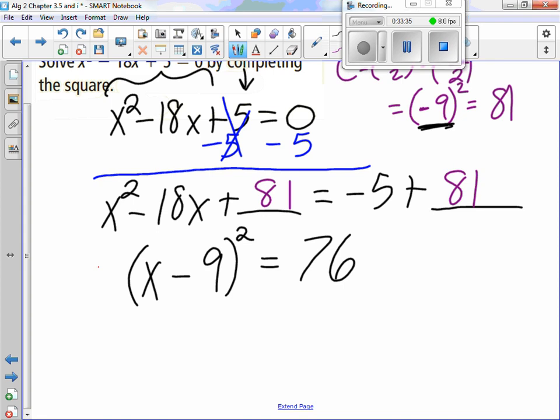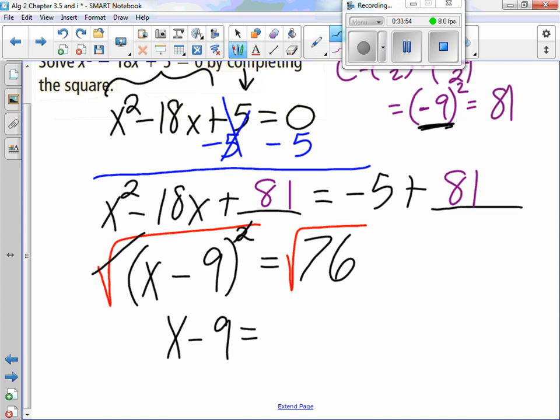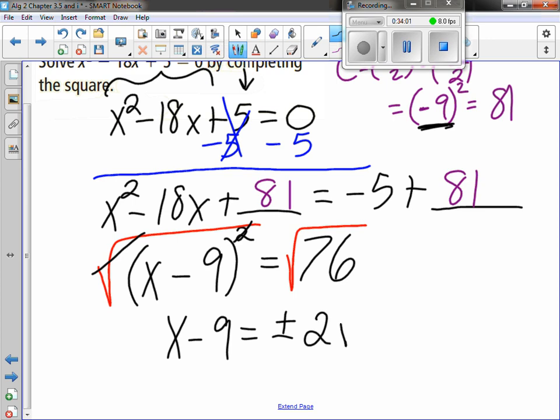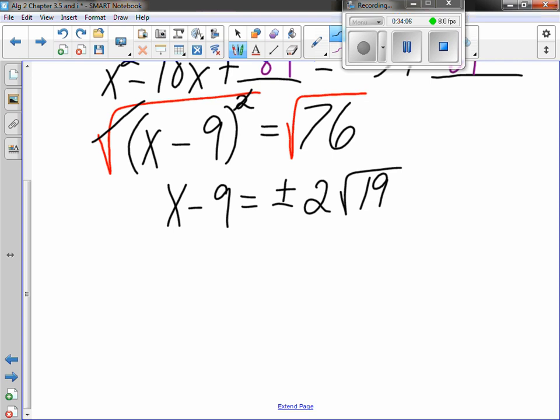And what can we do? We can square root both sides, because if we square root both sides, the square root and square will cancel, leaving us with x minus 9 equals plus or minus the square root of 76. If we type it in, the square root of 76 does work out to be 2 square root of 19, because 4 times 19 is 76.